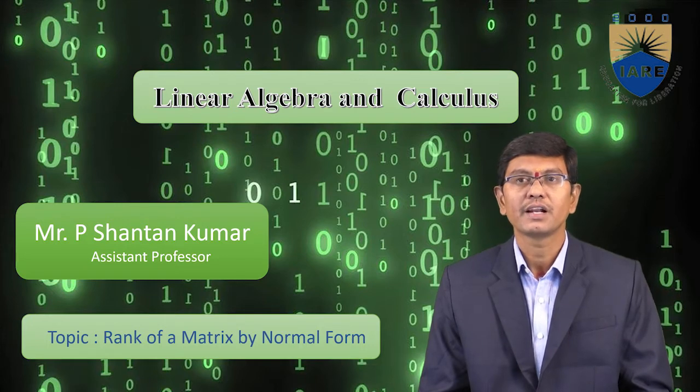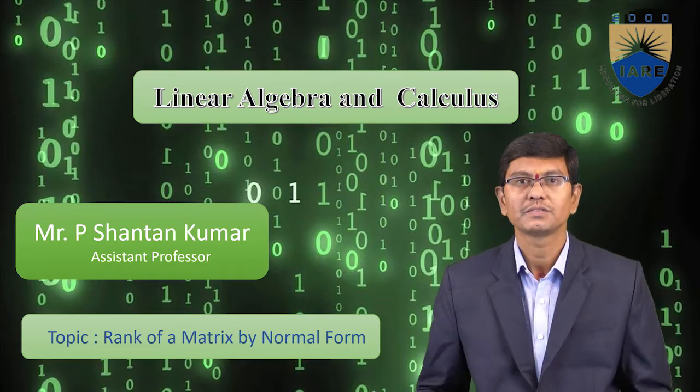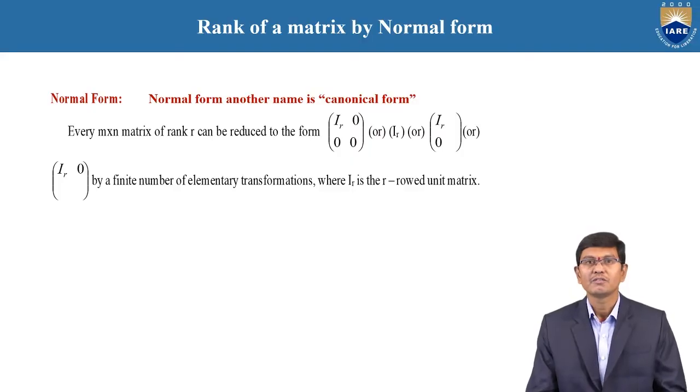Today's topic is the rank of a matrix by the normal form of a matrix. We need to understand what a normal form of a matrix is, and with the help of the normal form, how to find the rank of the matrix. Now we are going to discuss this. The normal form of a matrix is also known as the canonical form of a matrix.